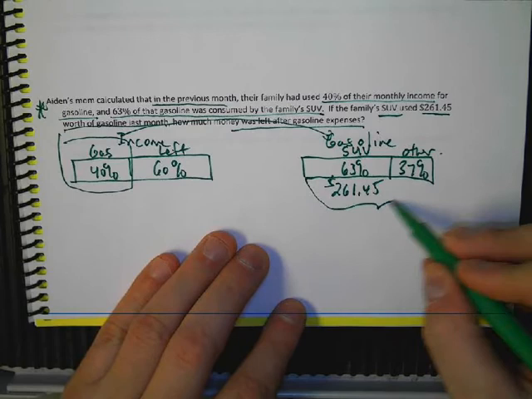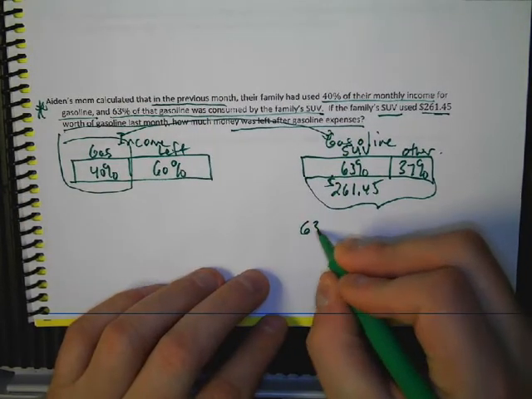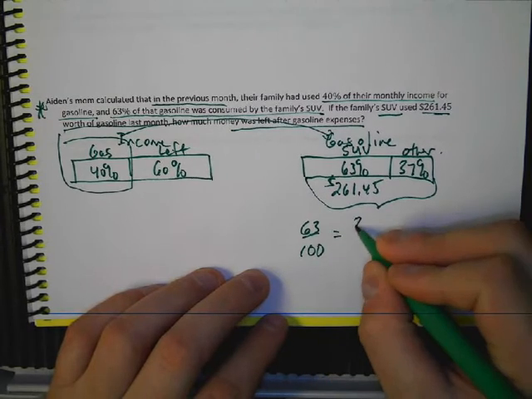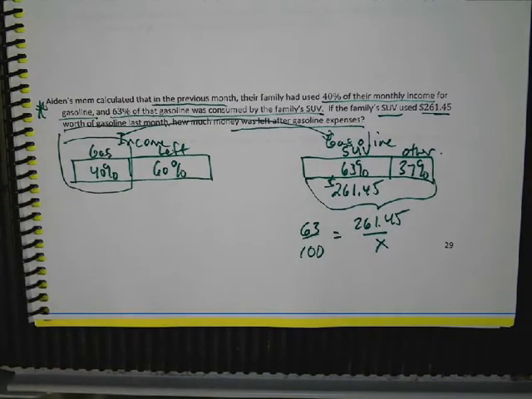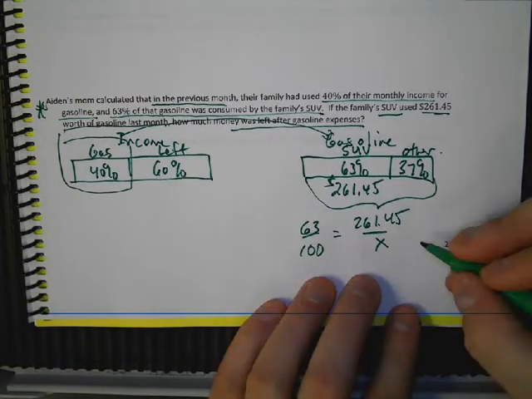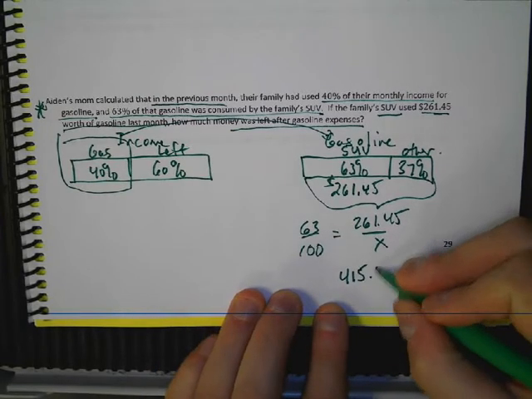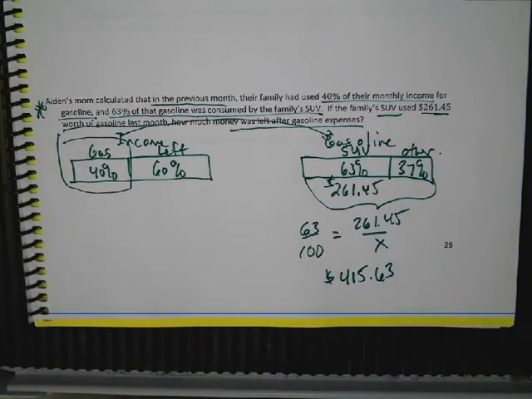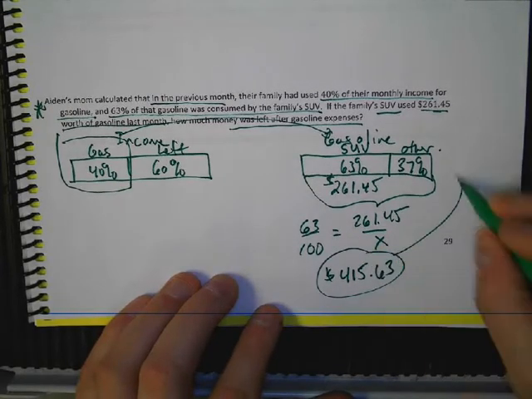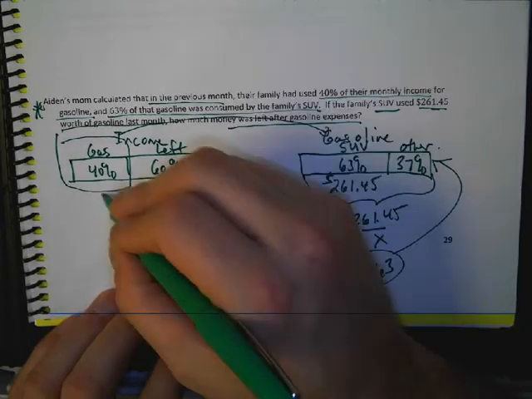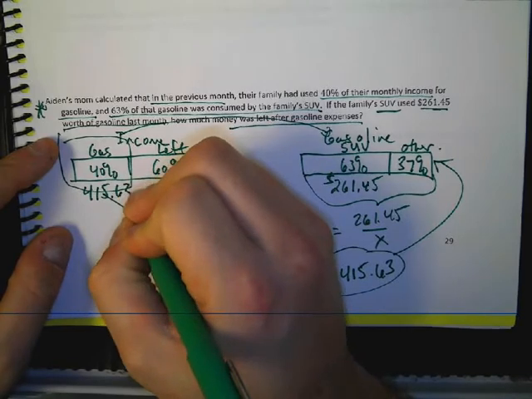So I can now figure out the total amount of gasoline usage. If I use 63%, 261.45 over X, and solve this, I'll go ahead and do the math here because I know that's not going to be the problem. It comes out to 415.63. The 415.63 is going to be the total amount of gasoline. So now that goes here. Now see how this works. 415.63. So I had to use this piece of it to figure out the rest of this piece.